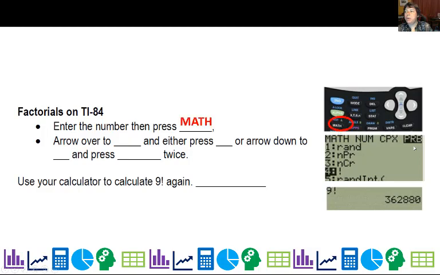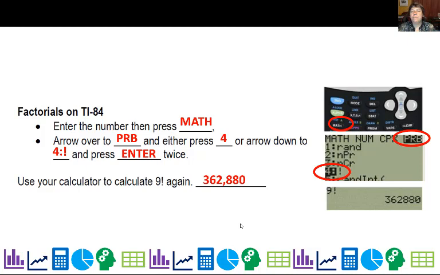And then I'm going to press Math, which is this button right here. And then I'm going to arrow over to PRB and either press 4 or arrow down to 4 factorial and then press Enter twice, all right? And then it's going to give you this number, 362,880. So on the TI-84, it's actually pretty easy as long as you do Math, PRB, and then go factorial to calculate a factorial. It's way easier than going on your calculator and going 9 times 8 times 7 times 6, because it's really easy to make a mistake when you're doing that.